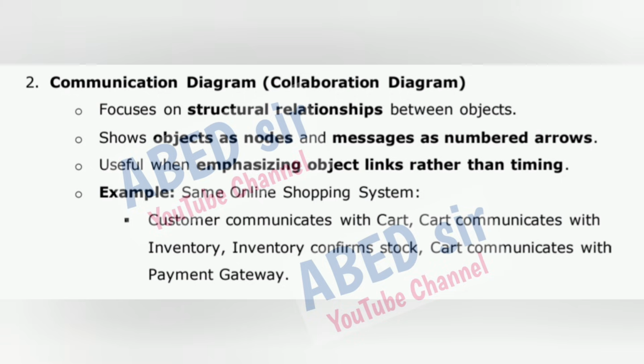2. Communication diagram, collaboration diagram focuses on structural relationships between objects. Shows objects as nodes and messages as numbered arrows. Useful when emphasizing object links rather than timing. Example, same online shopping system. Customer communicates with cart, cart communicates with inventory, inventory confirms stock, cart communicates with payment gateway.